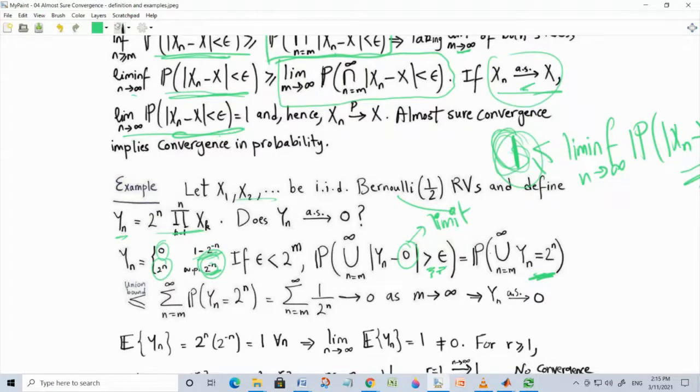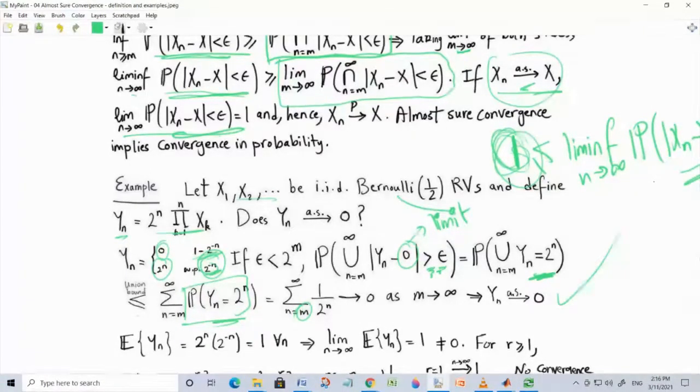So here is a probability of a union. But you can say, well, by the union bound, it's less than or equal to the sum, and the probability that Yn is equal to 2 to the n is 2 to the minus n. And the sum of 2 to the minus n from 1 to infinity converges. That's a converging geometric series. Then if you start the summation from m and take the limit as m goes to infinity, this will go to 0, and so we have convergence. We have convergence almost surely.